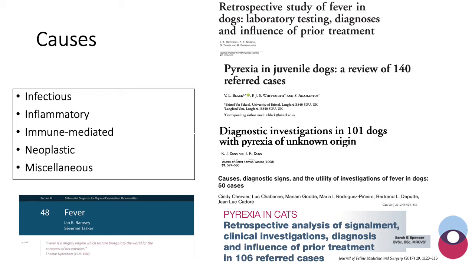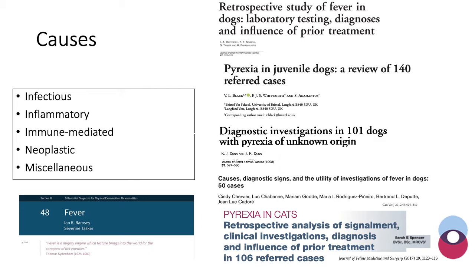So in front of you, you see a slightly busy slide, but I just wanted to show you the references that we're going to use going forward in this talk. A lot of the basis for this talk is a chapter by Ian Ramsey and Séverine Tasker, which is basically from Ettinger, the internal medicine book. But there are also 5 studies where a larger group of dogs was looked into and then they figured out what the underlying reason for their fever was. So we're going to go through these in more detail, and we're going to base what we find as most common causes for fever in dogs and cats on these studies.